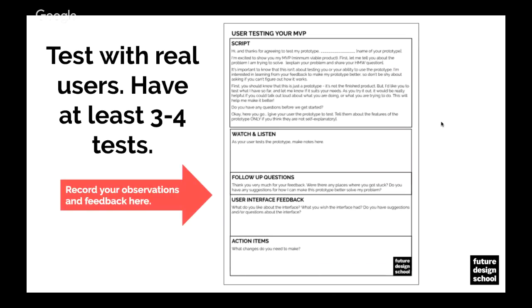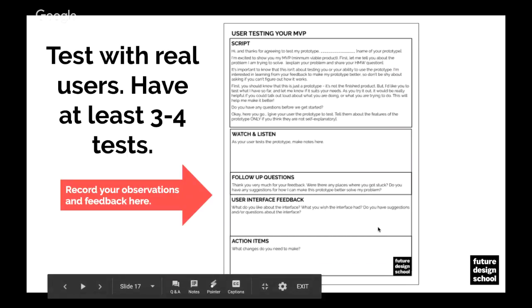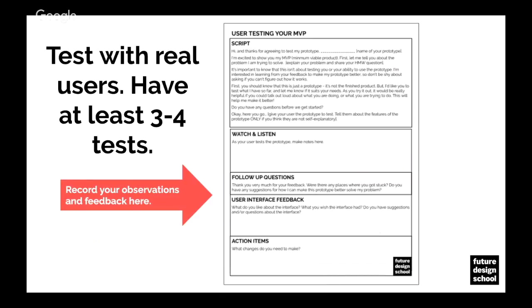So we've provided a script where they can think about what the name of their prototype is, providing a little bit of context, and then again with those same key questions. So watching and listening, follow-up questions. If they have something like an app prototype or some sort of web-based prototype, what is the user interface feedback? So it's the feedback on that. And what are some of those action items about changes that they need to make?